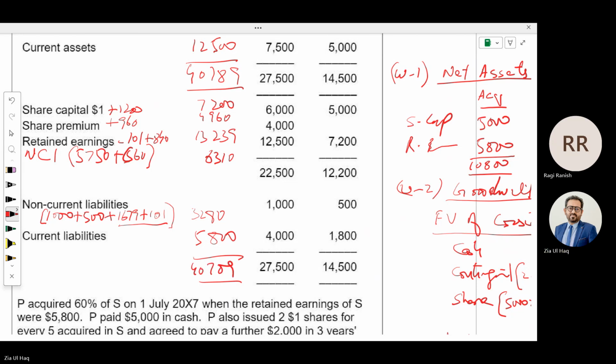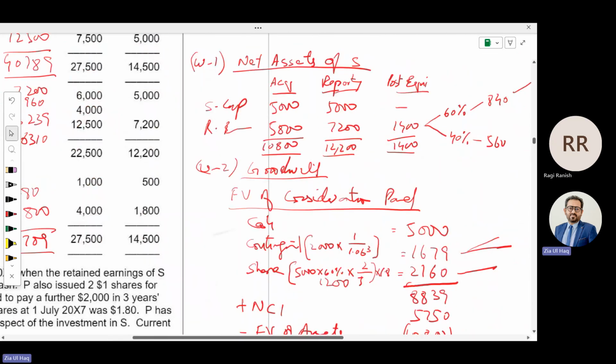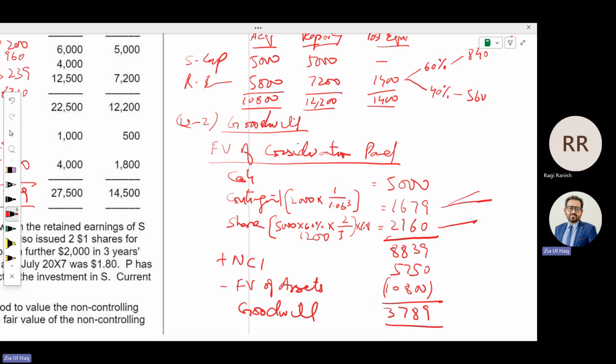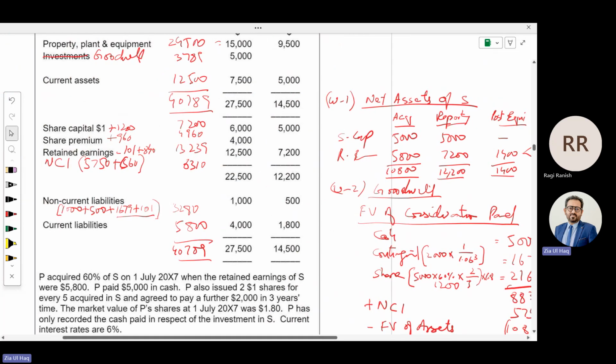Avoid. Yeah, 960. We issued 1,200 shares at 1.8. This means 1 is the normal price and 0.8 is the premium. So 1,200 into 0.8 is 960, and 1,200 into 1 is 1,200.